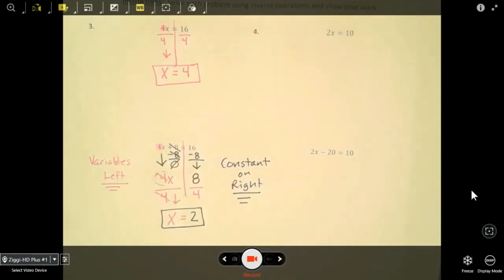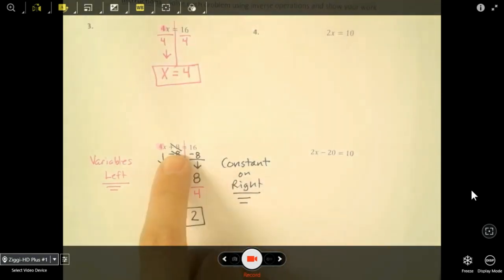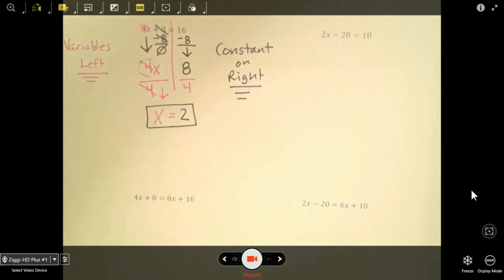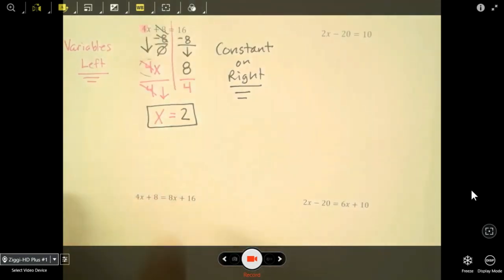Now, let's move on to the next problem. It's going to get a little bit more complicated. From this problem to this one, we just added the 8. And if we go to our next one, we add one more thing. Notice this one, it has the 8, but then I added an 8x. So we have an additional variable. So now instead of just having a variable on one side, we have a variable on both sides.